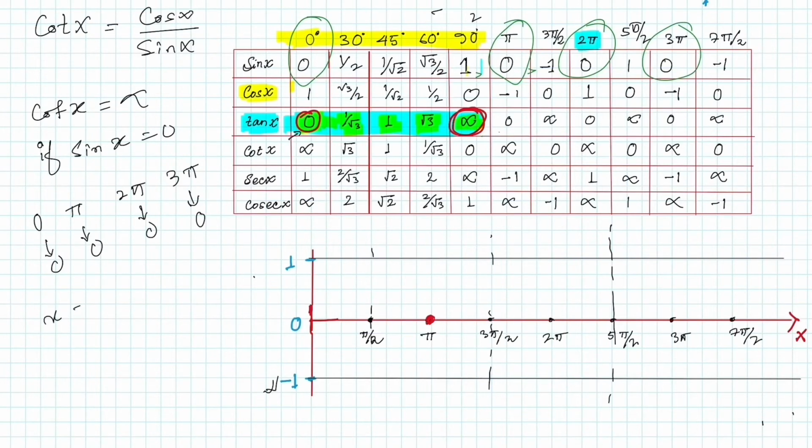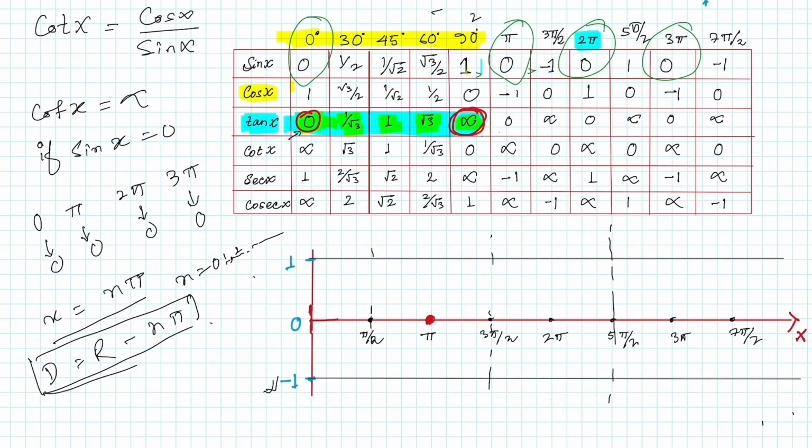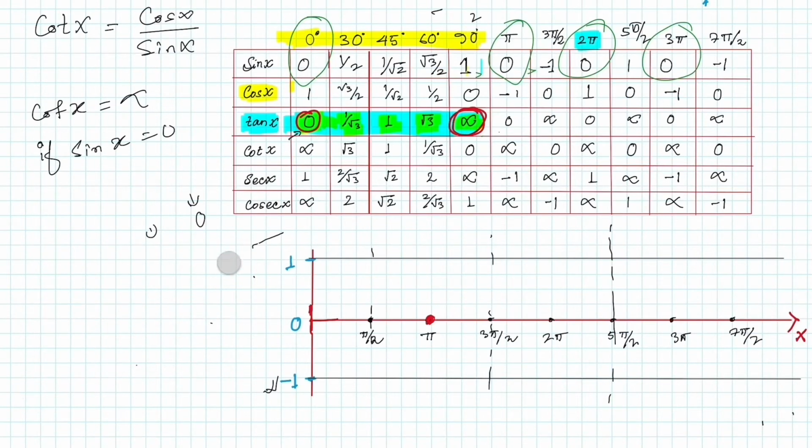Okay, so we can say at x is equal to n into pi, sin x is 0, where n is equal to 0, 1, 2, 3, and so on. Okay, so that's why domain will be R minus n pi. So domain of cot x must be R minus n pi. Okay, so we can write domain of the function cot x is R minus n pi. So this is the domain.